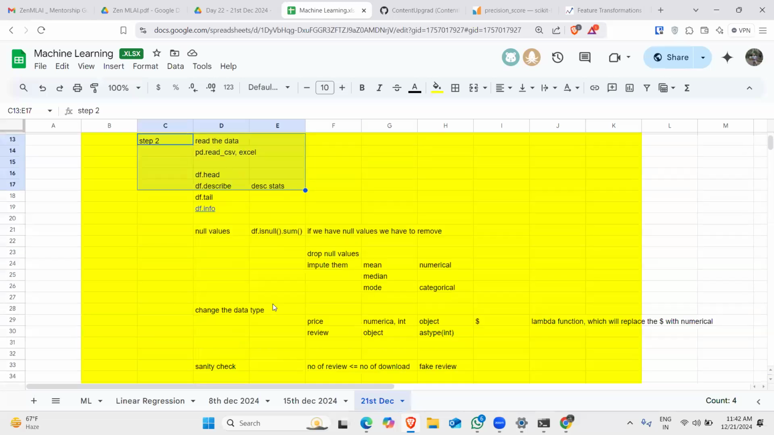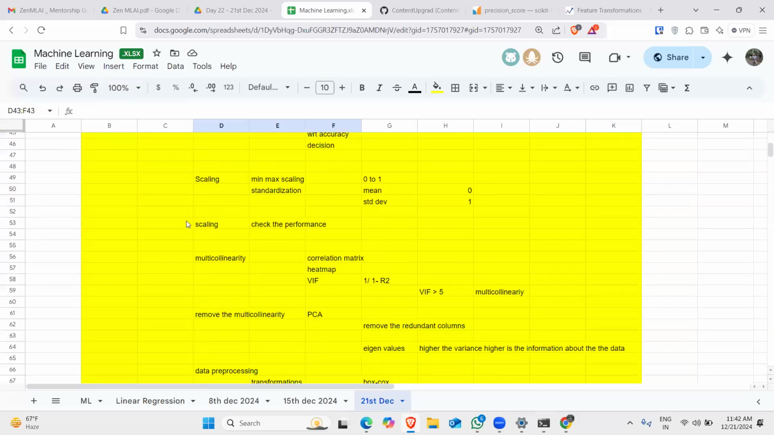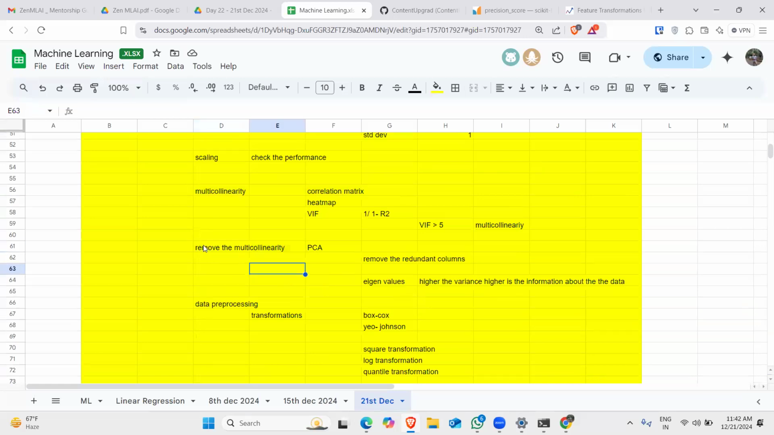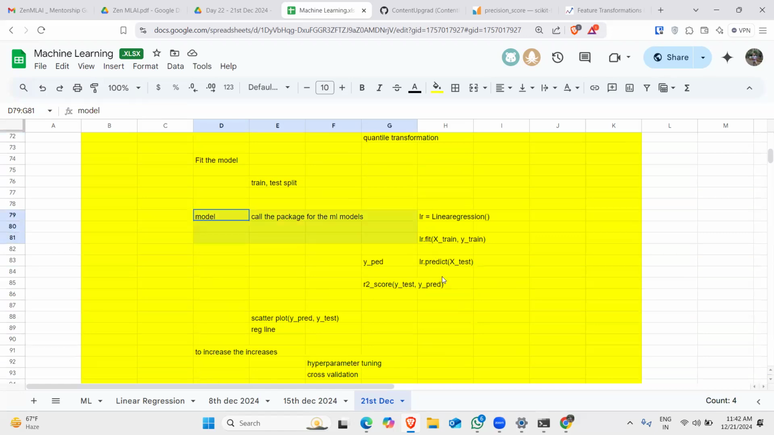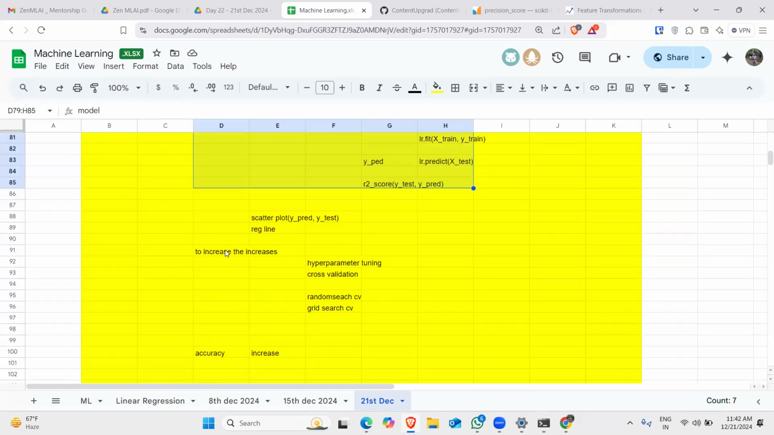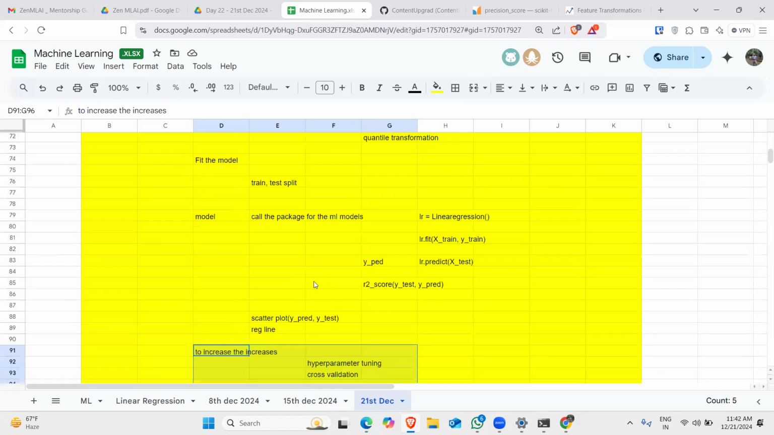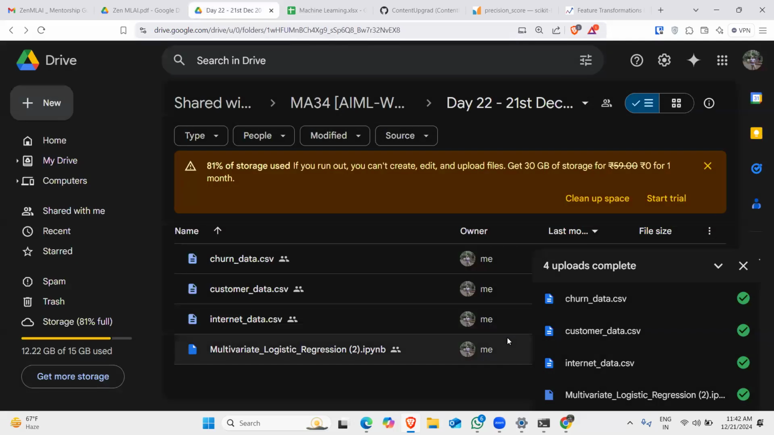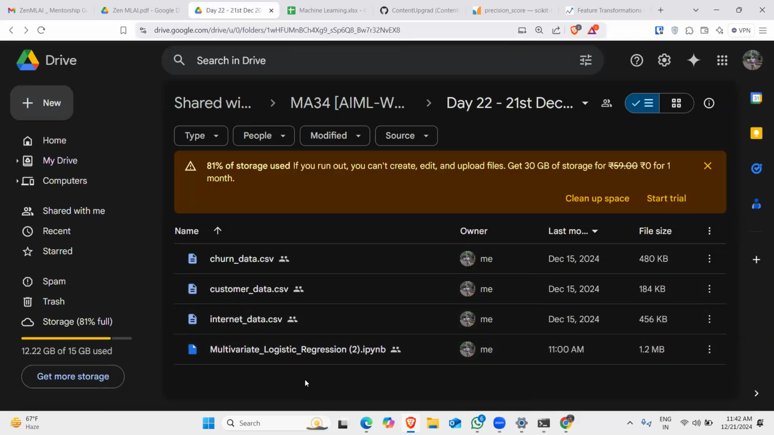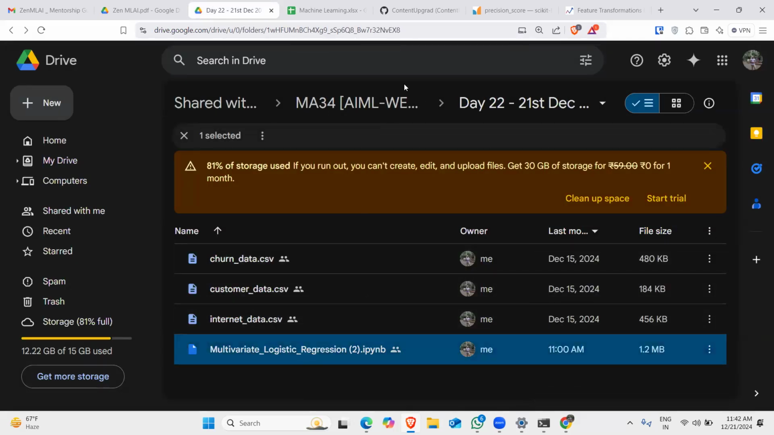Step number 2, we have completed. We have completed box plot, scaling, multicollinearity check. Removing the multicollinearity is not done. Transformation is not done. But we also have concluded the model fitting part, and this is remaining. So at least 60% of this particular entire machine learning framework we have already completed, right? Now it's time for your questions and answers.